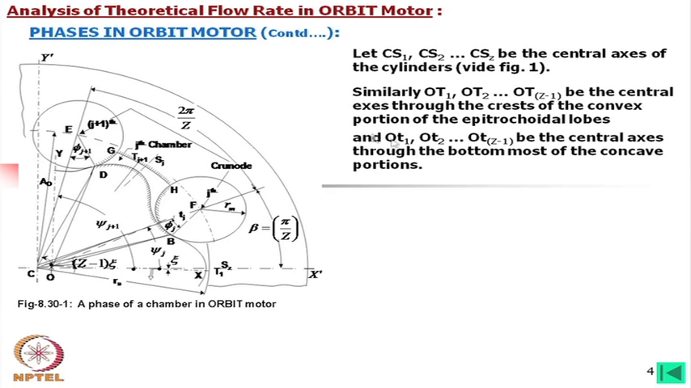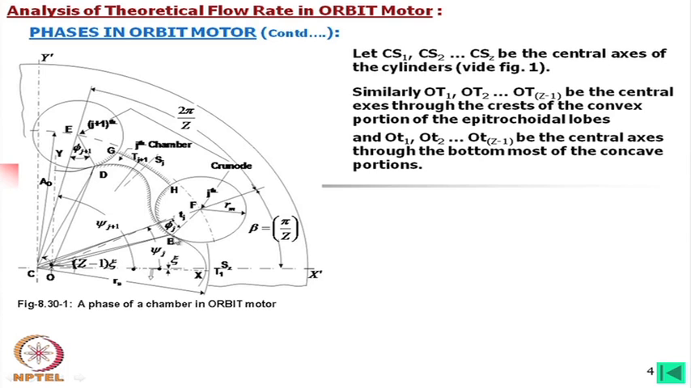Similarly, we have also taken Ot1, Ot2 and so on through the lowest point of this profile, that is the concave portions. While we are analyzing the phases, depending on which line is coinciding with which one, we assign the number. This is easy to understand, but in the present analysis, our main concern is to estimate this area at any instant. You may find that these are not much useful here, but while you are writing or presenting, you can say, suppose OH1 has coincided with OT1 or OT2, like this. That is easy to understand.